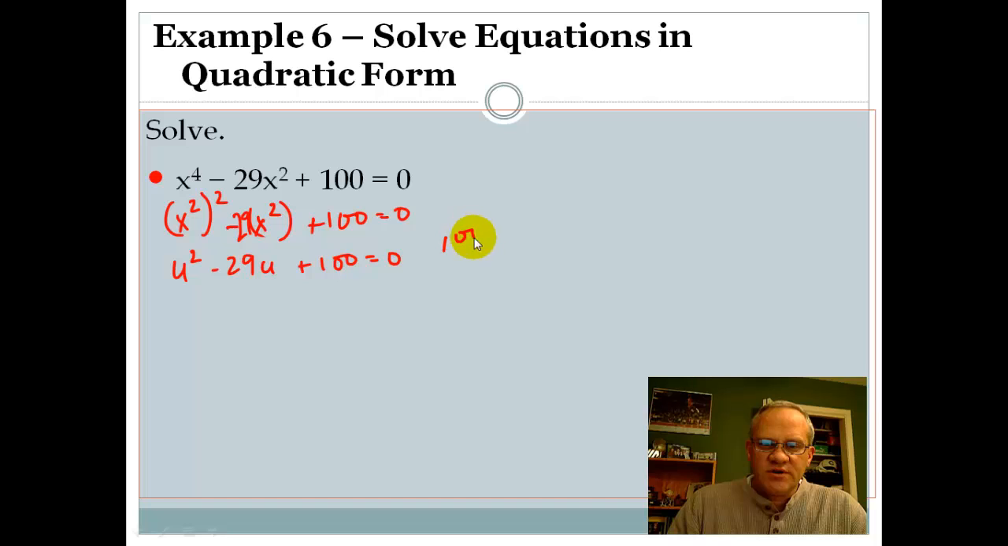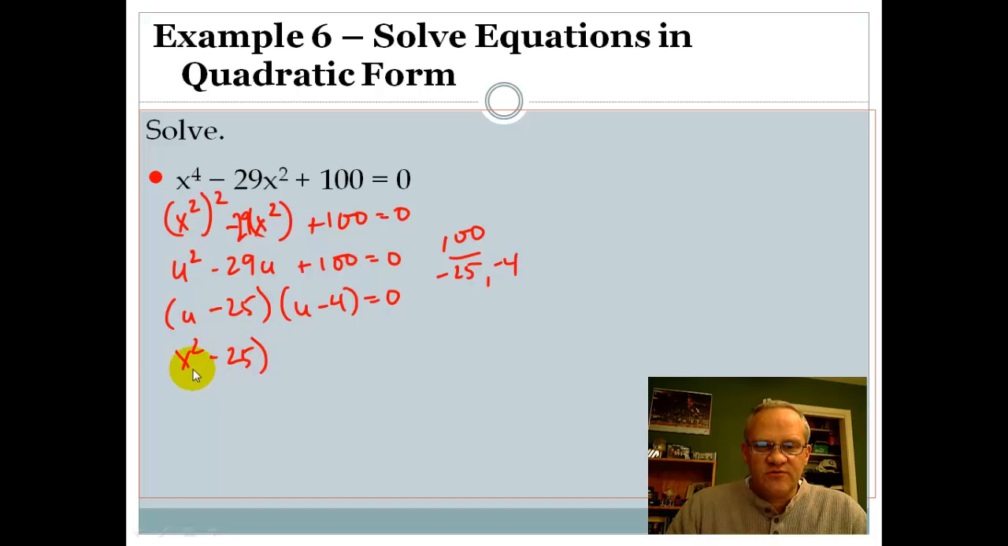So we're going to say what times what is 100 that adds up to negative 29. It's going to be negative 25 times negative 4. Negative 25 times negative 4 is 100, and when you add them, you get negative 29. So with the u here, remember that would be u minus 25 and u minus 4, which we said, well, u is really what? X squared, right? So to get back to our original equation, and again, if you can just do this straight with the x squareds and not go to the u, fine, do that. But what this really is then is x squared minus 25 and x squared minus 4.